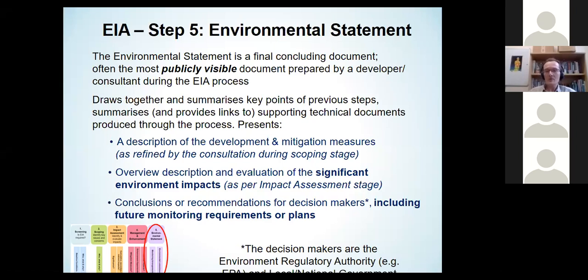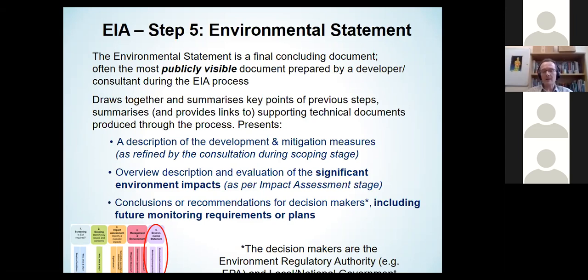It gives an overview of the significant environmental impacts. So the things that came out from the environmental impact stage, it gives those quantified environmental impacts to draw out the key points so people can easily see what the main problems are going to be or what the main changes are going to be. And then it usually has quite a lengthy bit of conclusion and recommendations.